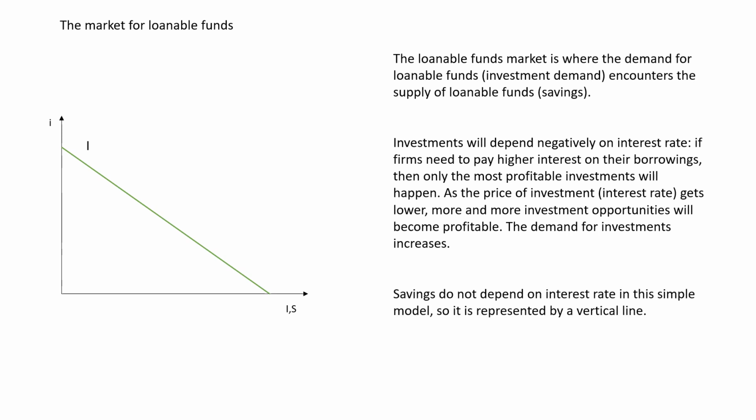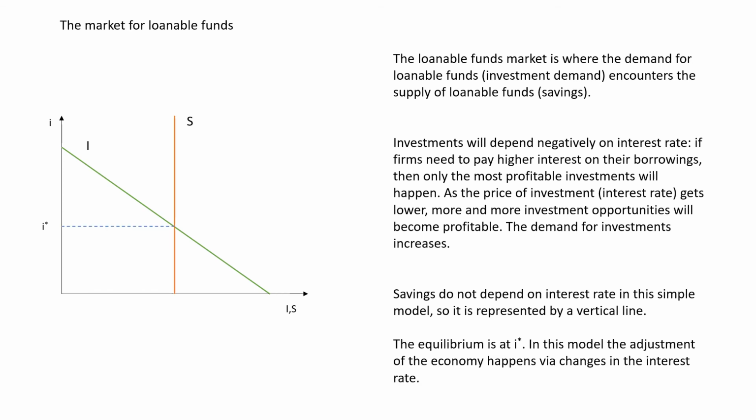The next step is the savings. Very important that, as I already told you, the savings in this simple model will not depend on interest rate. So basically, it will just be a vertical line in this market. And as you can see, investments and savings are equal at a certain interest rate, which is denoted here as I star. This is the equilibrium interest rate in the economy.